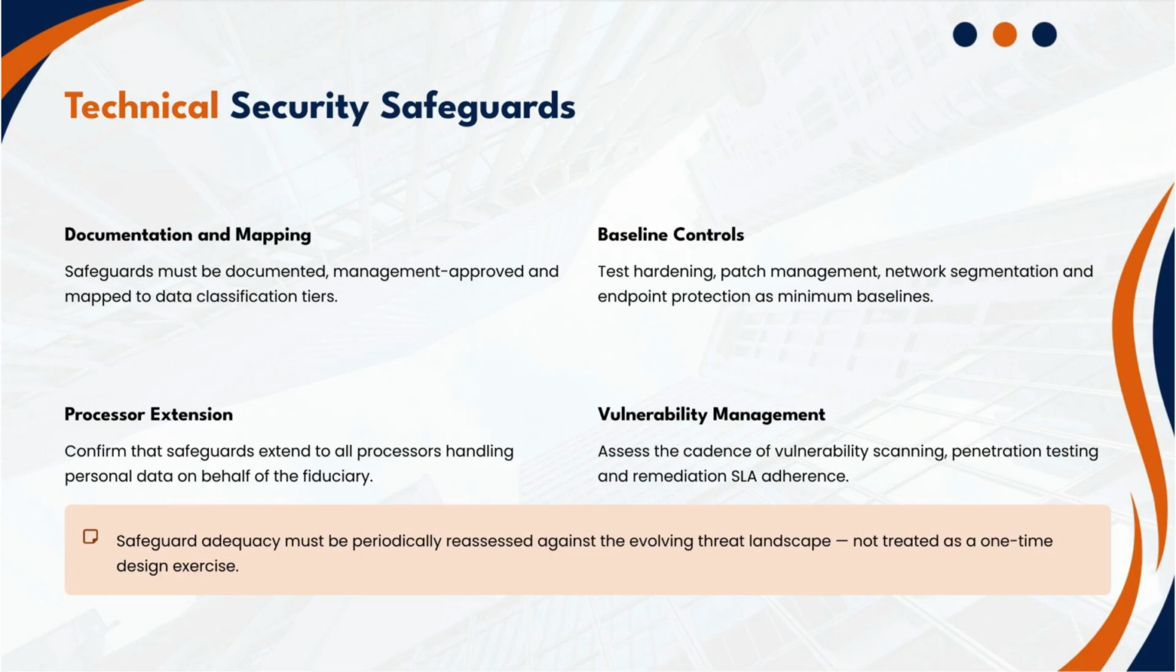Reasonable for a corner shop holding 200 customer names is not reasonable for a bank holding health and financial records for lakhs of people. So the question is never, are these safeguards reasonable in the abstract? The question is, are they reasonable for this data, this volume, this sensitivity, this threat environment? Let me give you an example that made this concrete for me.